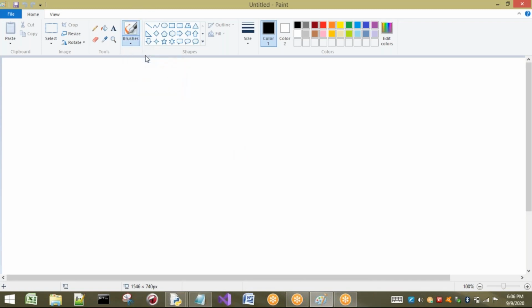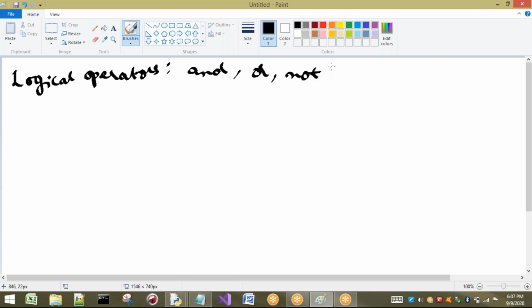Right. So, logical operators. Here we are going to have logical operators. Those are three logical operators we are going to have. First one is the AND operator, next one is the OR operator, next one is the NOT operator.